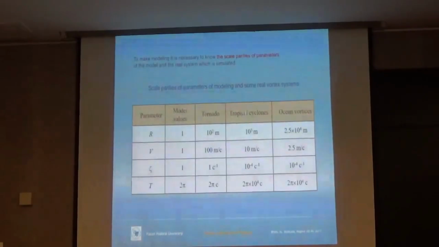To make modeling, it's necessary to know the scale parities of parameters of the model and the real system which is simulated. This table shows such scale parities, and you can see, for example, these scale parities for tornado, tropical cyclones, and ocean vortices.